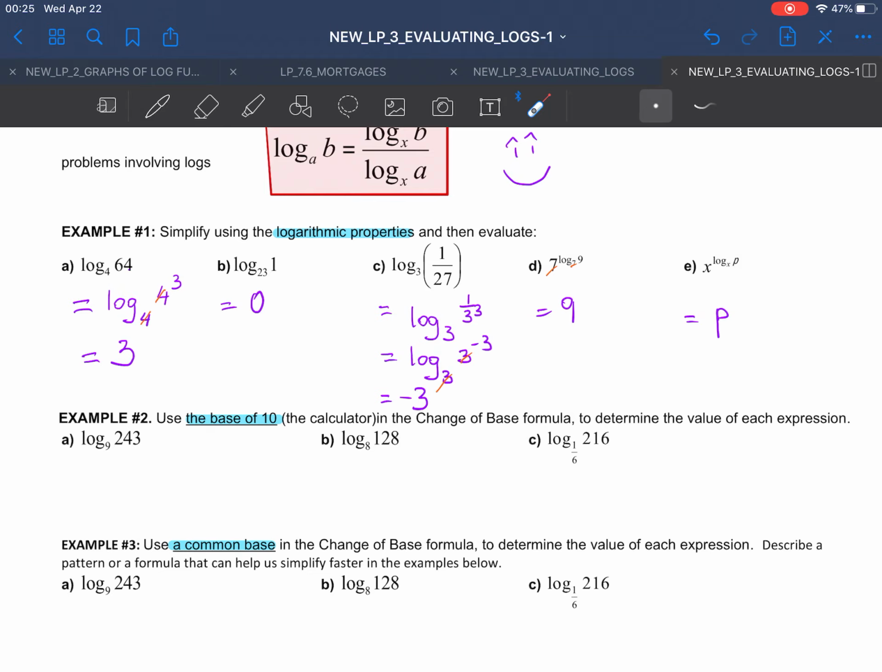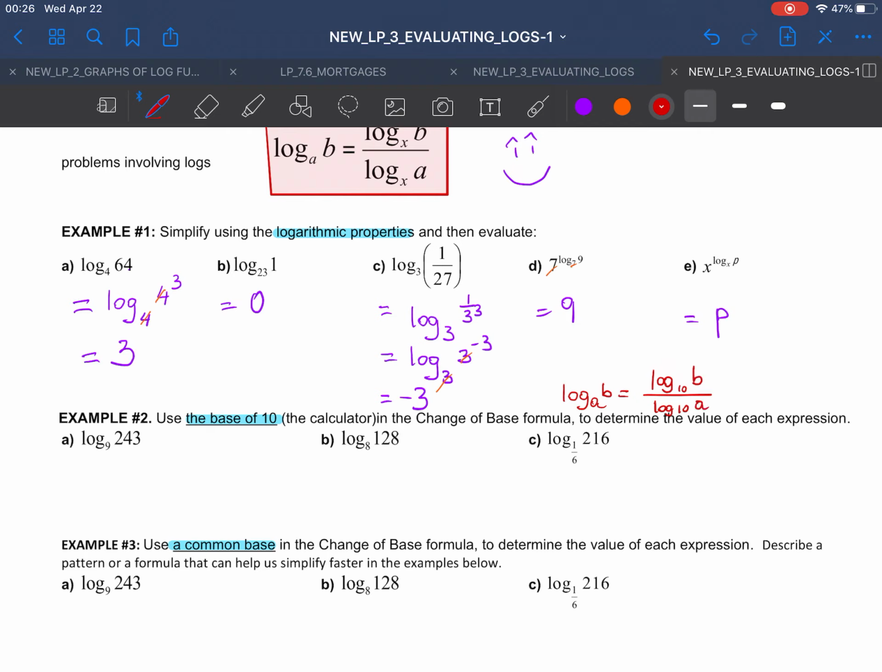Use the base 10, and the base 10, as we've mentioned, is the base we see in the calculator, in the change of base formula to determine the value in each expression. So what that means is that if you have log with base a of b, we want to change the base to base 10. So we have the base 10 for the numbers log b and log a.